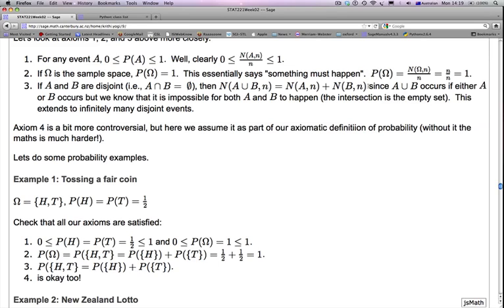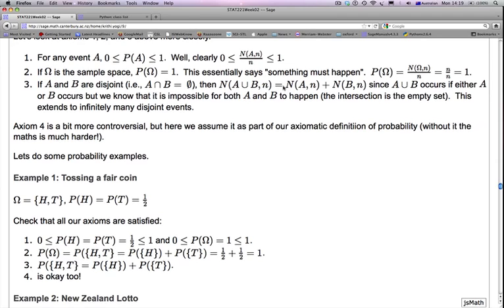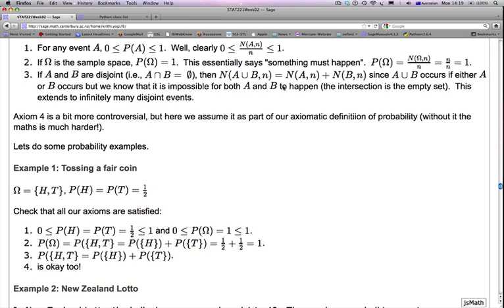Let's just look at the third axiom. When you have two disjoint events, A and B, that is, their intersection is empty, then the fraction of times A union B occurs in n trials has to equal the fraction of times A occurs plus the fraction of times B occurs. So we simply divide the left and the right of this equality by n, and we have the third axiom motivated as well.